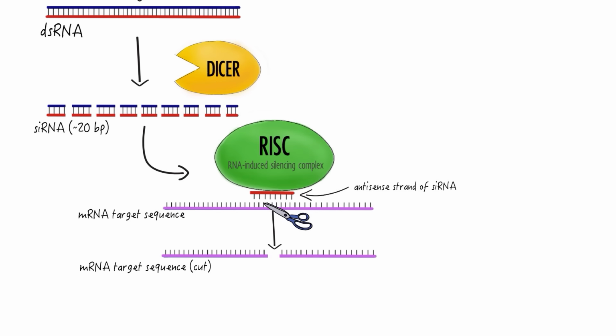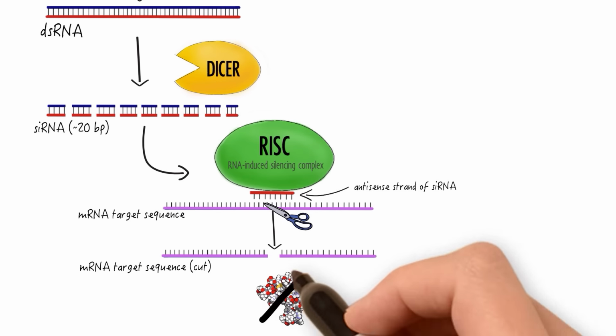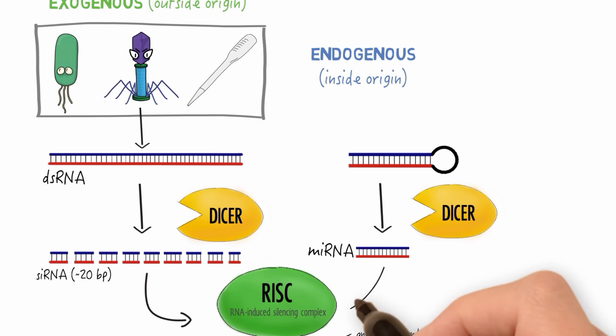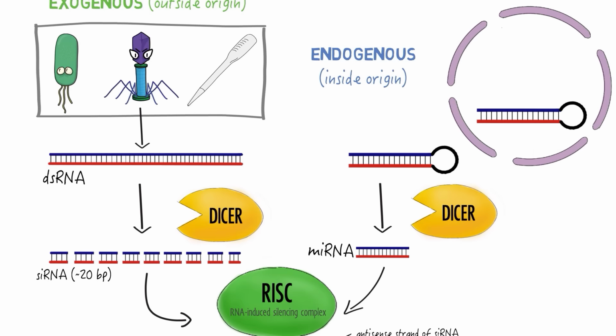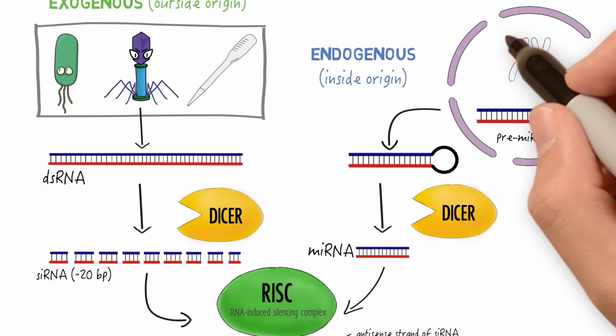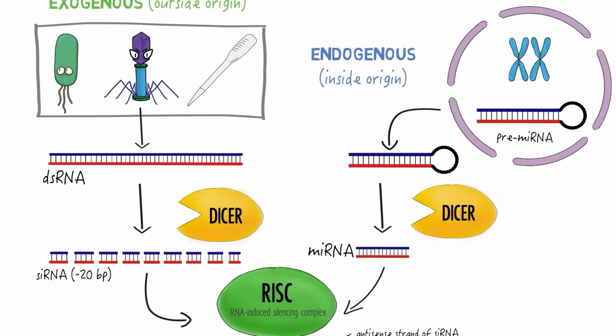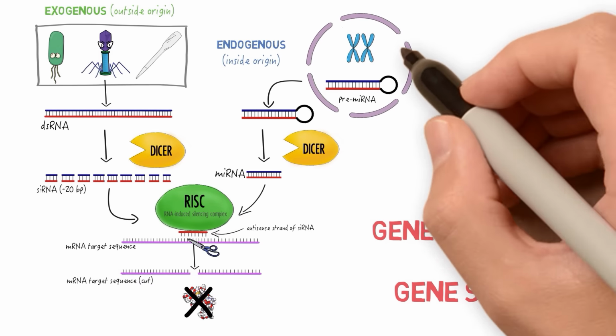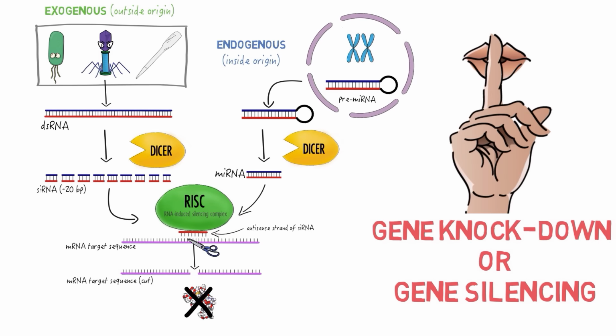The endogenous pathway is very similar, except that instead of siRNAs, a strand of microRNA, or miRNA, binds to RISC. This RNA is processed from a precursor miRNA that is encoded in the genome, so it does not have foreign origin. It also cleaves mRNA with much less specificity, so it can regulate a larger number of similar sequences. RNAi is called gene knockdown, or gene silencing, stopping the gene from being expressed.